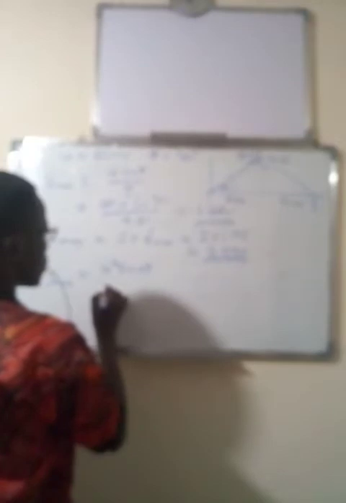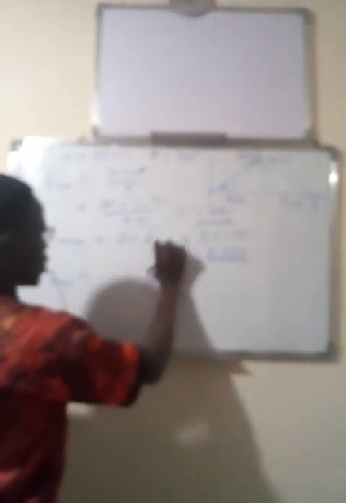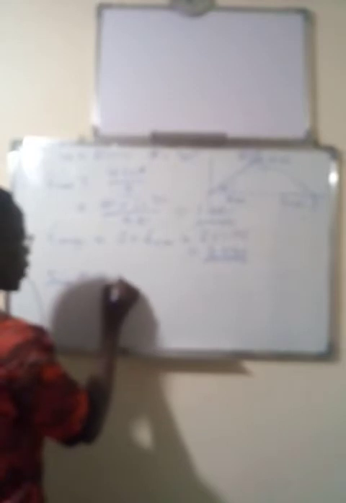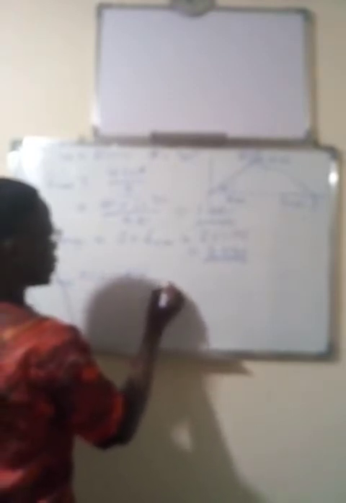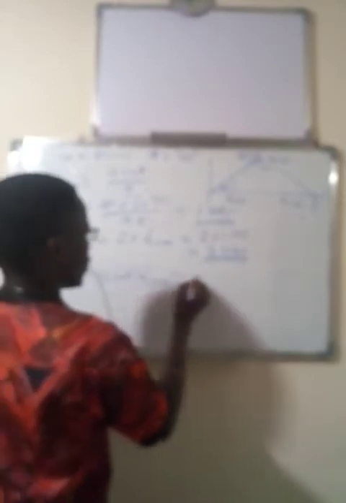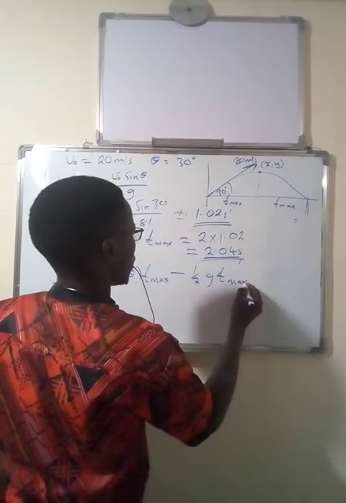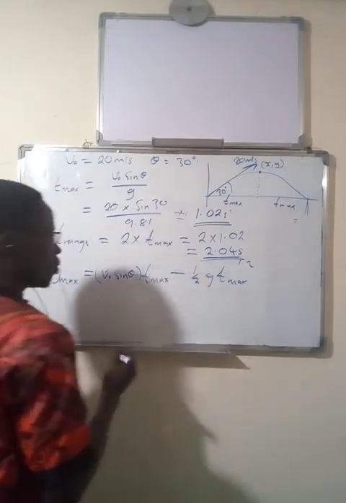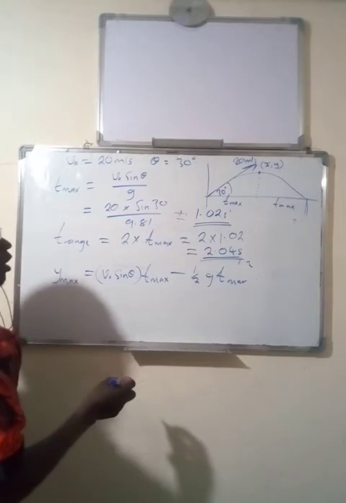Okay, let me try to derive that equation again. I usually forget those equations, but I have to derive them. So we say that it's V initial sine theta multiplied by T max, then minus half g T max squared. If we want, we can derive the equation, but since we already have the value of T max, we can just put it in there.